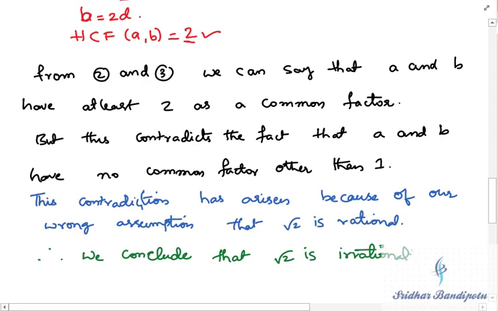Okay? So I think you are clear with this model, how root 2 is an irrational number. Like that, the same procedure we can follow if the question is asked for root 3, root 5, root 7, root 11, root P form where P is any prime number.